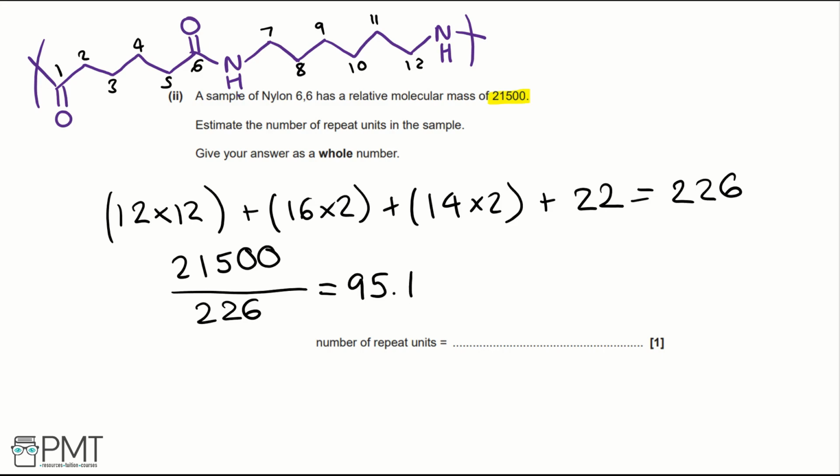95.1. But in the question, we're told we want the answer as a whole number. And so the number of repeat units is 95. So writing 95, that gets you the marks for this question.